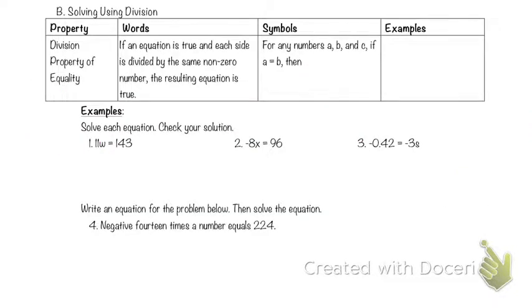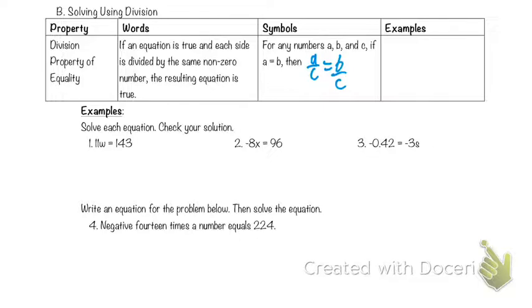Go ahead and flip our page over. We're going to solve using division. We got a little bit of time left here. We're going to finish these off. If an equation is true and each side is divided by the same non-zero number, the resulting equation is true. We just can't divide by 0 because that breaks math. So for any numbers a, b, and c, if a is equal to b, so we have a true equation, then we can take a divided by c, and it'd be equal to b divided by c. We can divide by the same thing on both sides.